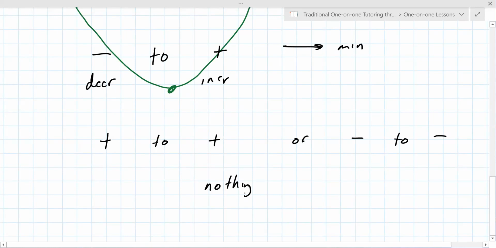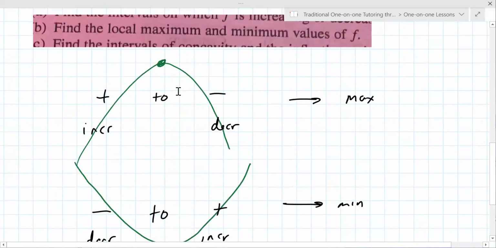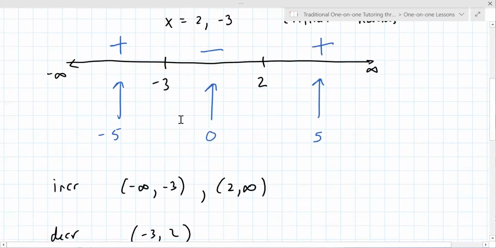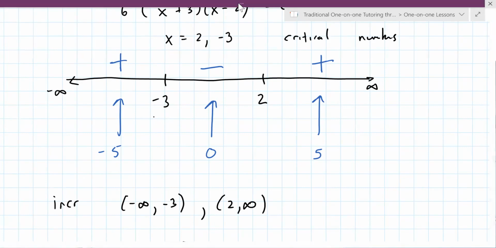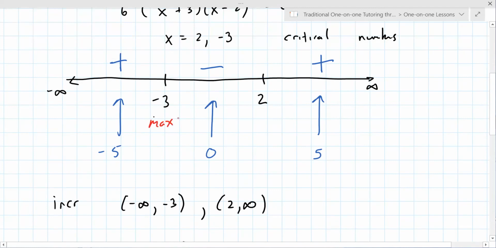Okay, so if you've got all that down, I know I'm going to have to do that really quickly. We're going to go back and look at the sign chart. But the key here is understanding these first two. If it goes from plus to minus, it's a max. Minus to plus, it's a min. So plus to minus means the function's going up and then it's going down. So -3 is a max. And at 2, it's going down, then it's coming up. So that's a min.